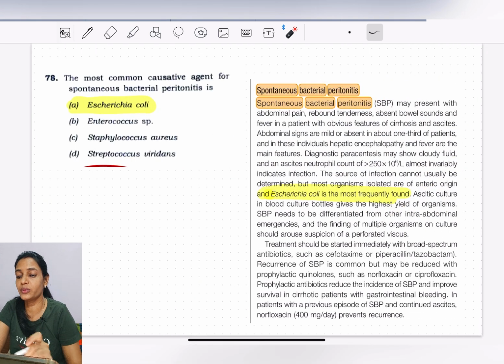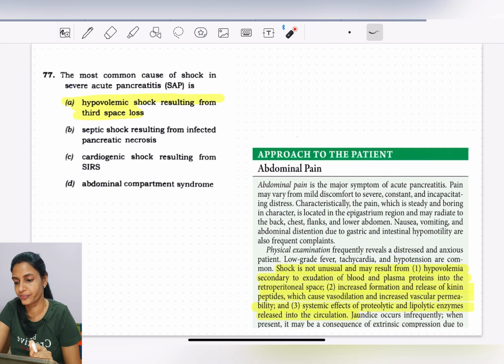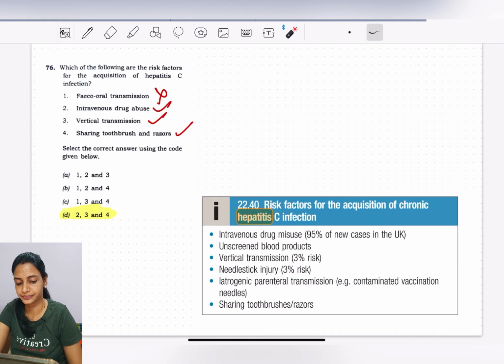They are talking about the most common causative agent for spontaneous bacterial peritonitis. Then E. coli is the most common causative agent for spontaneous bacterial peritonitis. The most common cause of shock in severe acute pancreatitis is hypovolemia resulting from third space loss.